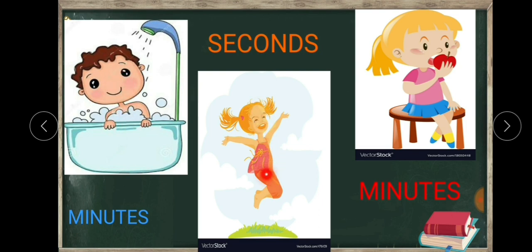But for a jump, no need for minutes. We need only a few seconds for a jump. And to eat an apple, we normally take minutes. That means we take different time to finish different activities. For example, to blink eyes, we need only seconds. Then to make a chapati, we need minutes, 2 minutes or 1 minute.